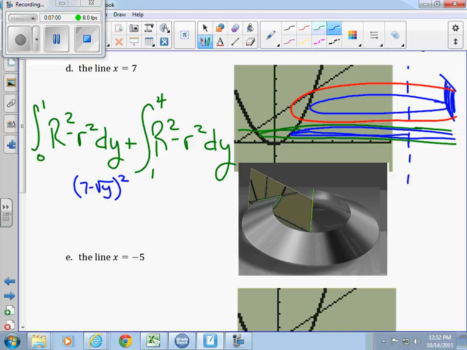The green one is the negative side of the square root of y function, right? Everyone agree? That left-hand side? So instead of 7 minus the square root of y, it's 7 minus negative square root of y, or 7 plus the square root of y.